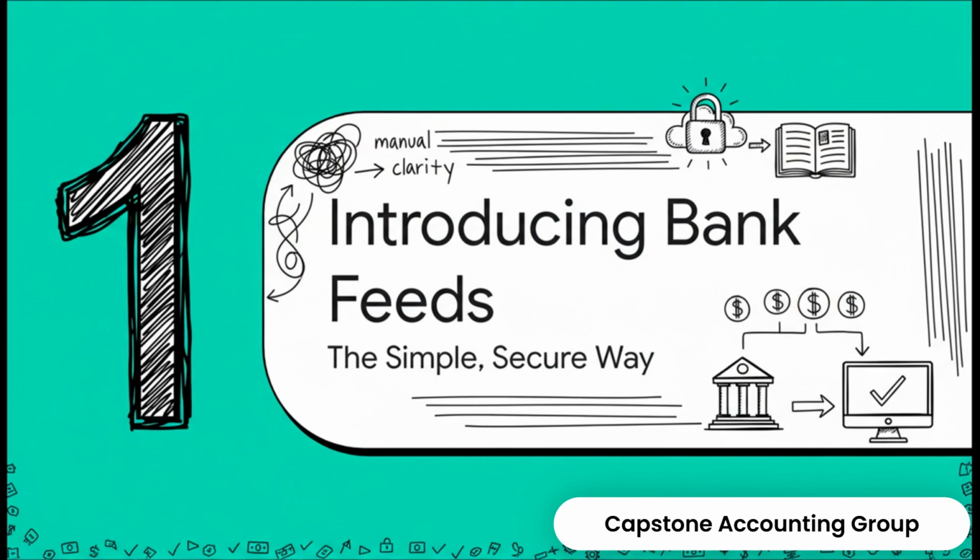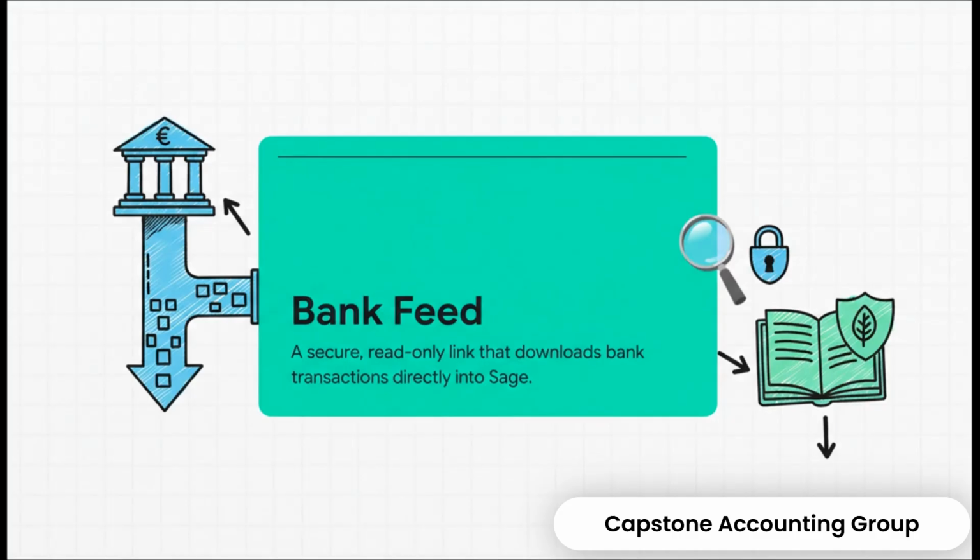Okay, so what is a bank feed? The best way to think about it is like a secure one-way street. It's read-only. Information can only flow from your bank into Sage. It can't send money out, it can't make changes. All it does is deliver your transaction data right where you need it, automatically.